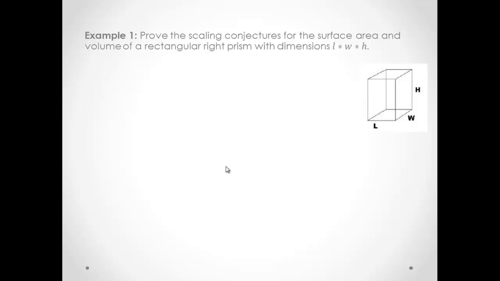So what we are doing here, we are proving the conjecture. The conjecture means, well, we said that surface area ratios are the scale factor squared. That's what we're proving, okay? So we're going to use algebra to do this. So the surface area of this prism here, or any prism, is given by this formula.